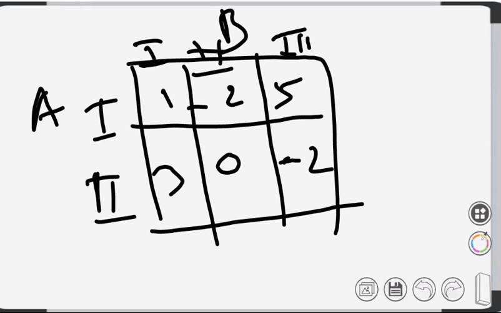So think about this example. Say player A has two strategies, one and two, and player B has three strategies, one, two, and three, and the payoff matrix is given by this particular matrix: 1, -2, 5; 3, 0, -2.